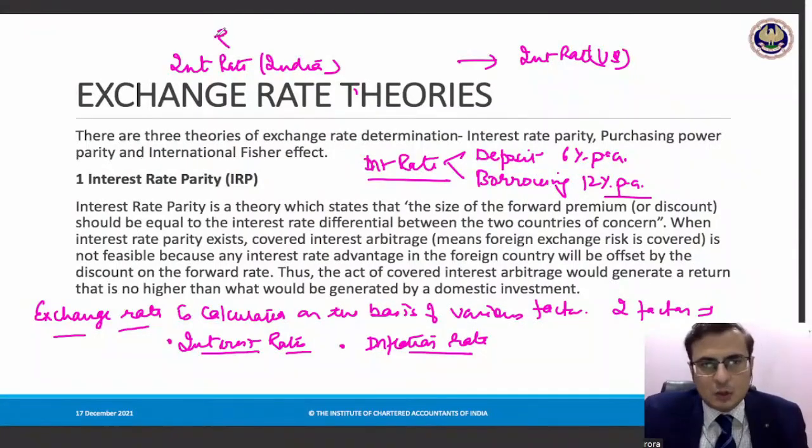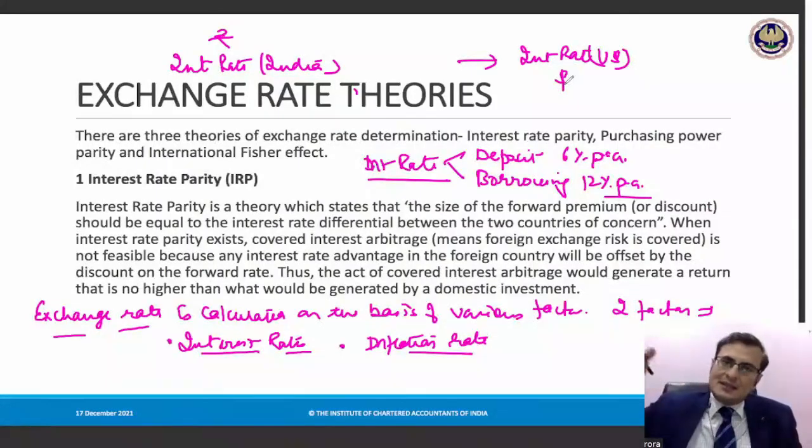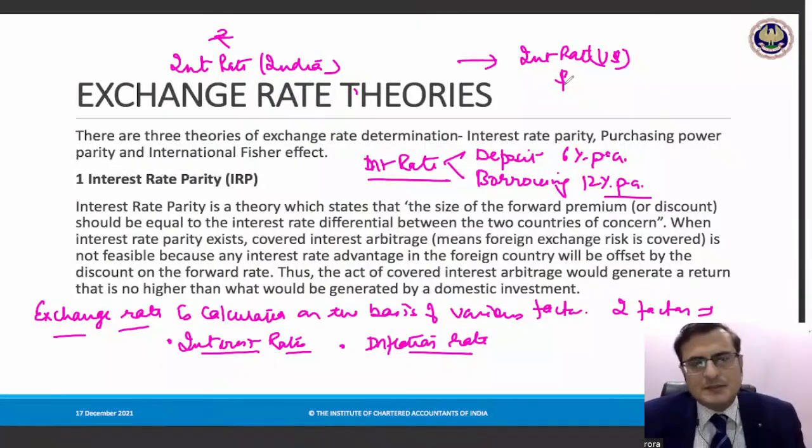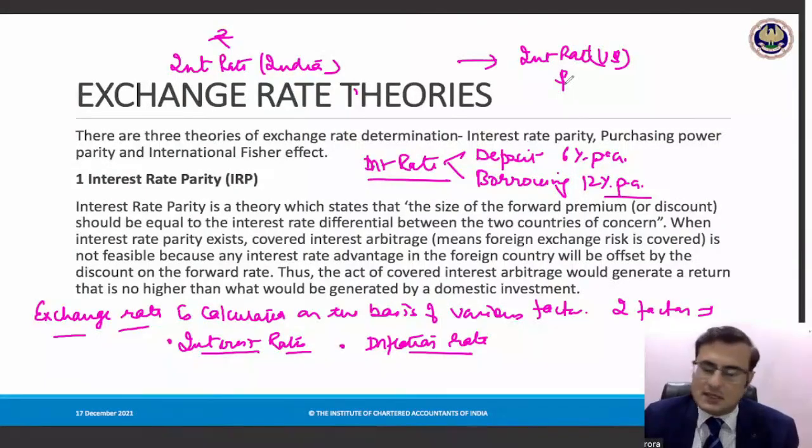What is there in India? Rupees. What is there in the US? Dollars. Why is the dollar climbing from the 72 level, 73, 74, and now touched almost 76 yesterday, more than 76? What is the reason? Okay, this we have to understand with the help of the interest rate parity theory.